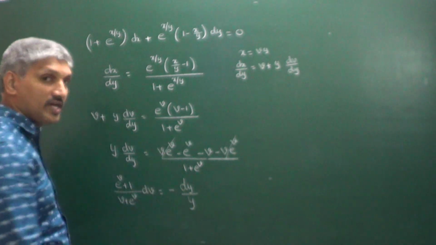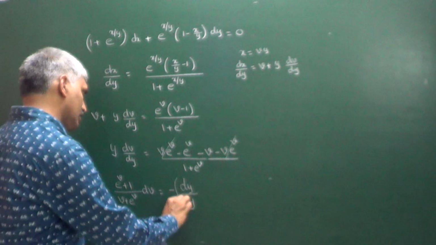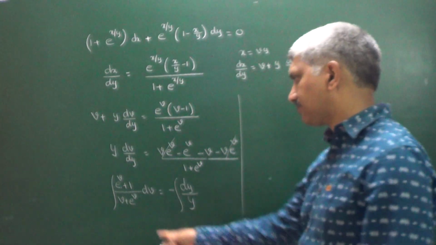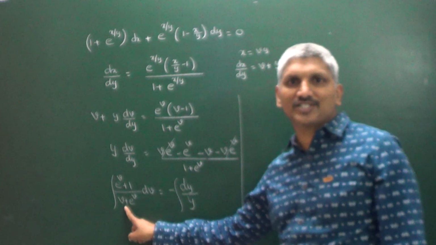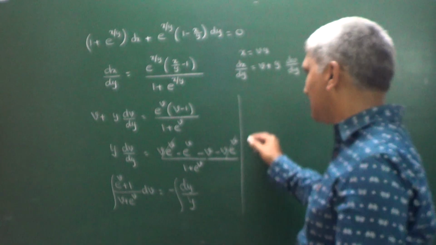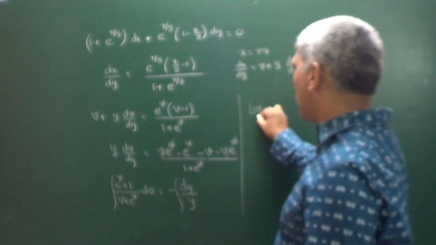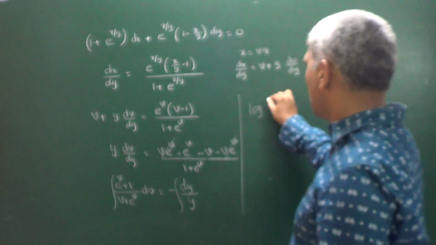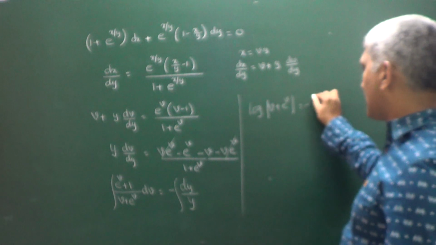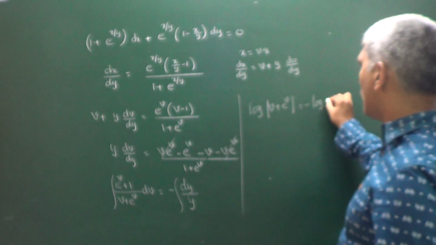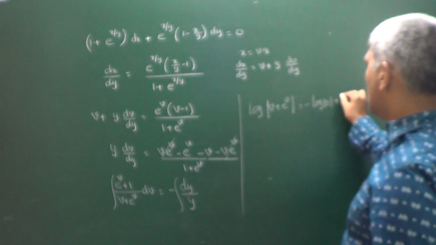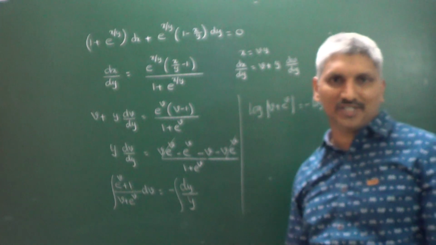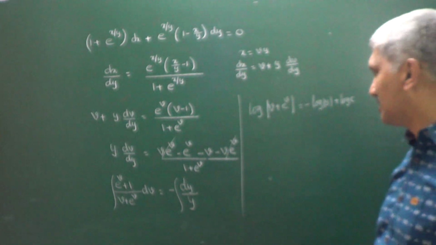So variables separated. Now we can do integration. Now can you say denominator differentiation is there in the numerator? That's why we can write logarithm of denominator v plus e to the power of v is equals to minus logarithm of mod y plus the constant of integration. Also better to take log c so that we can remove logarithm both sides.